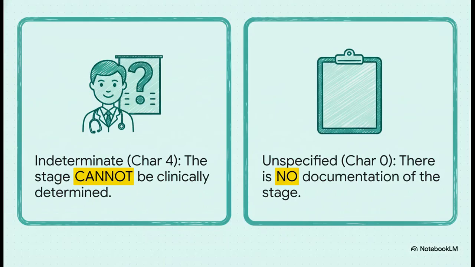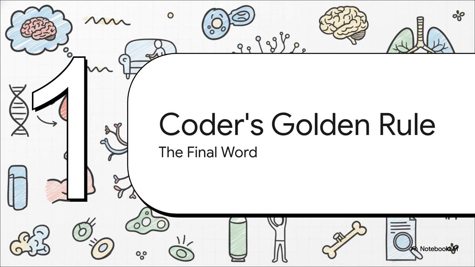Now lean in for this one, because this is a super common mistake. It's all about that seventh character. Indeterminate, that's character 4, means the doctor looked, but for some clinical reason, they just couldn't determine the stage. Unspecified, character 0, that's different. That just means the doctor didn't write it down. See the difference? One is a clinical reality. The other is a documentation gap. Huge distinction.